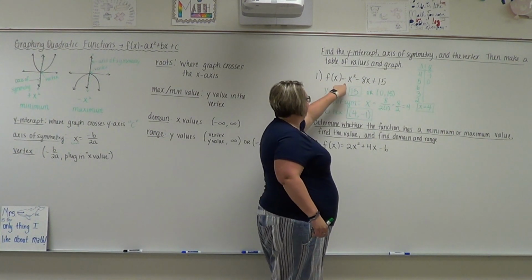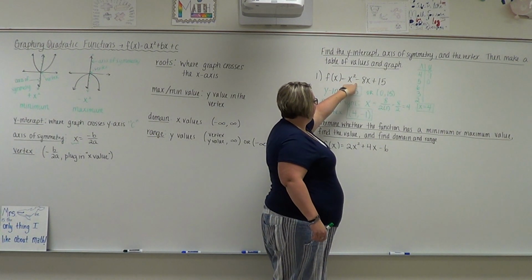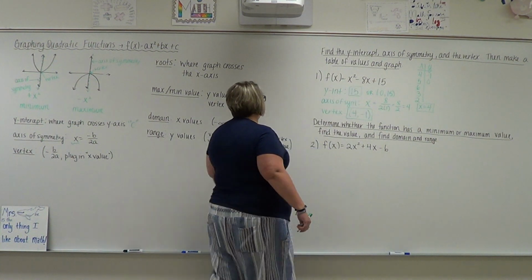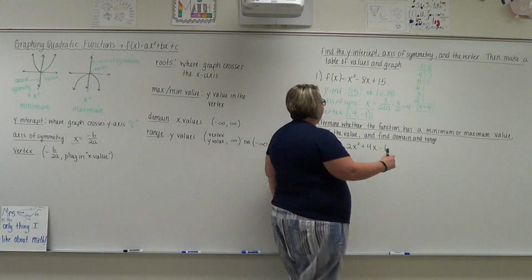Six squared is 36. Negative 8 times 6 is negative 48. So 36 minus 48 is negative 12. Plus 15 is 3.